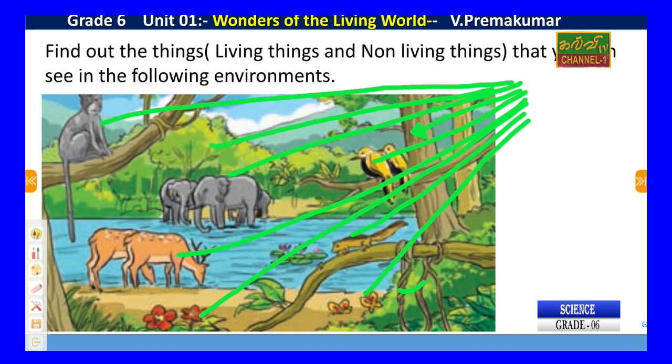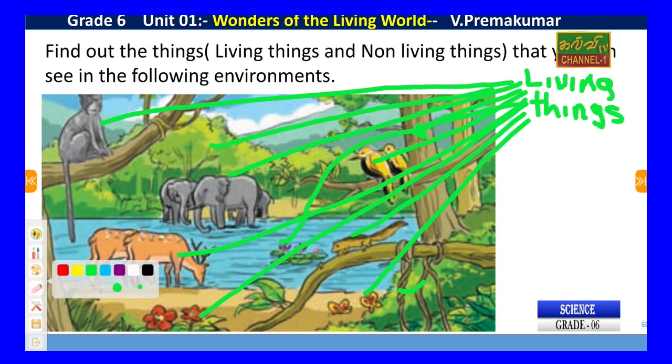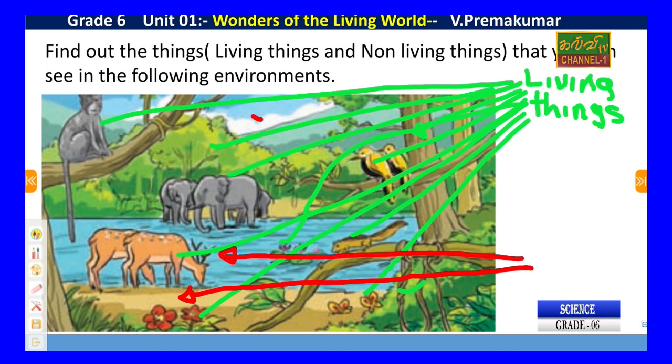So these are living things. Sometimes they will ask you to find the living things and list them. Elephant, bird, squirrel, butterfly, deer, monkey, bushes, birds. And here the lotus is also here. So many living things are here. And non-living things, we have to find out. Yes, soil is here. Not only soil, but water and air, cloud are non-living things.